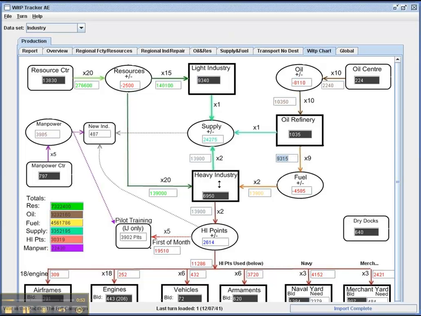Now our heavy industry, once again, which is the most important thing to consider, has 6,950 heavy industry, so the multiplier is times 2, so that will be 13,900. So that number there minus that number there equals minus 4,585 fuel points. So basically what we have at the moment is an economy which is not in equilibrium.